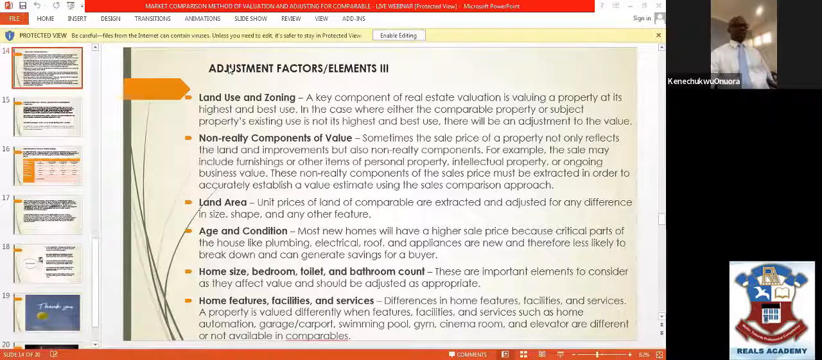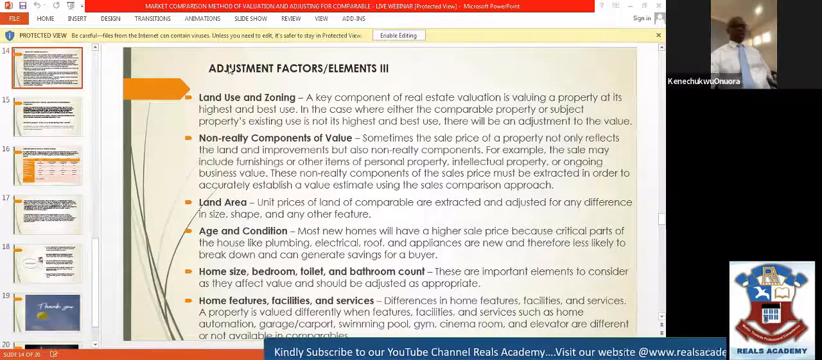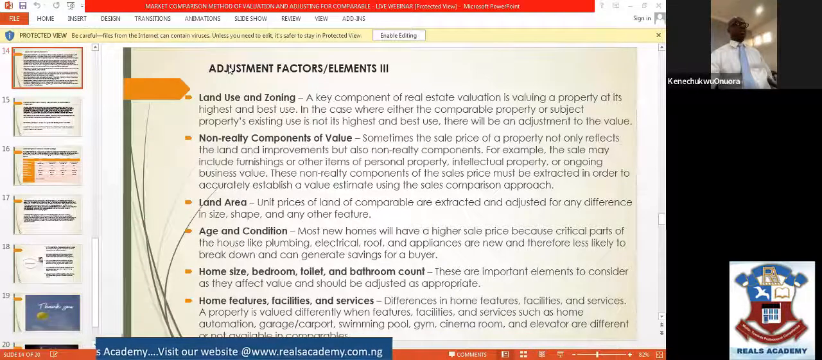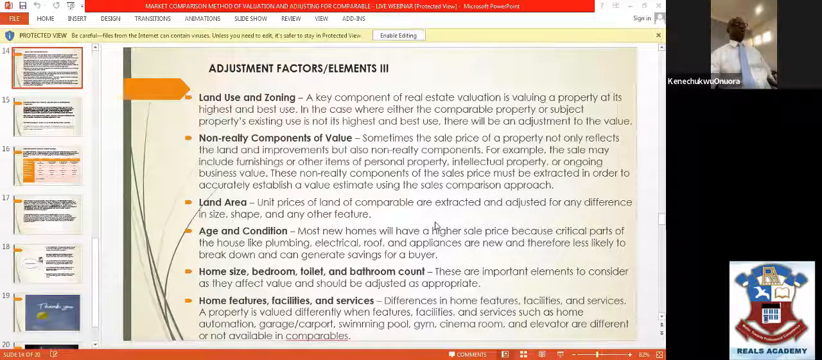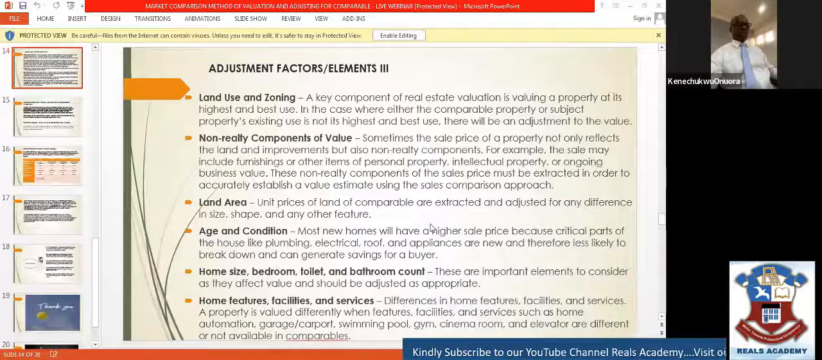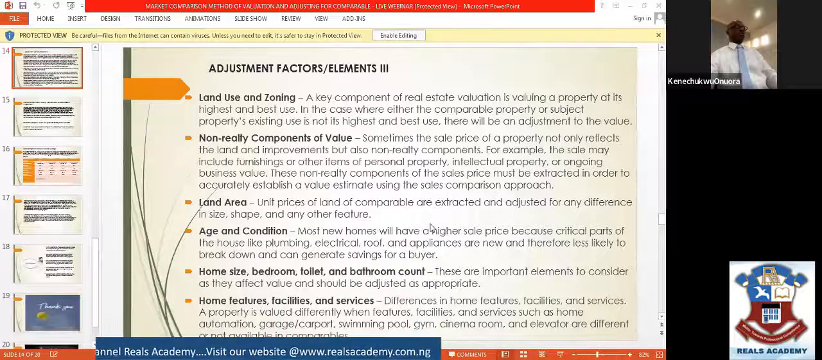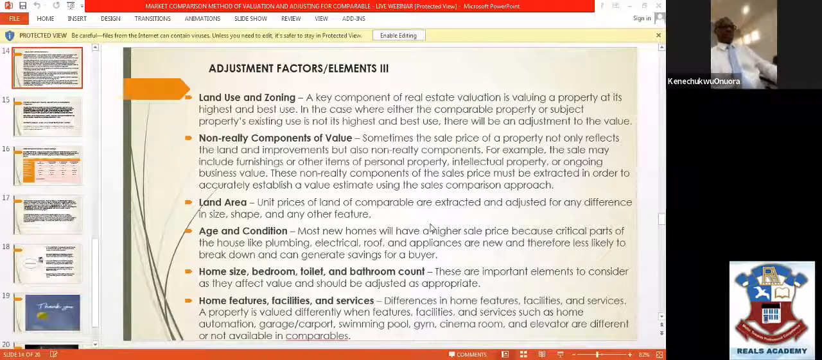Age and condition is an element of adjustment, so you need to adjust for that. The home size overall: how many square meters, how many bedrooms, how many toilets, how many bathrooms. These are all the things prospects and clients will want and will ask for even when they're buying property. So you should be able to have all this information and note them when you're adjusting, because they are adjustment elements. Home features, facilities and services: is it automated accommodation? Take that and adjust as appropriate.